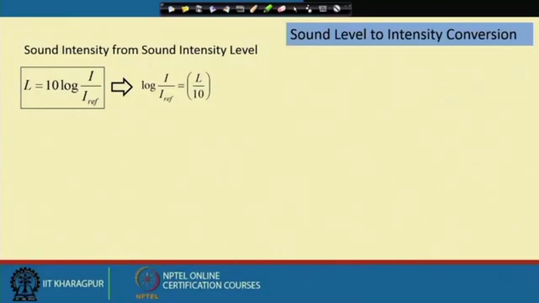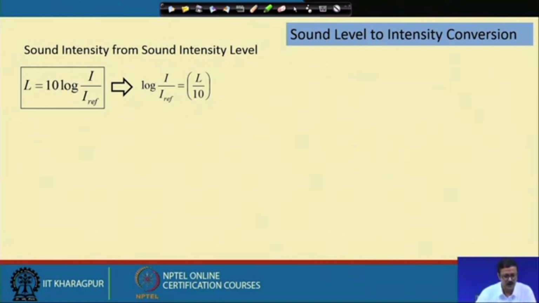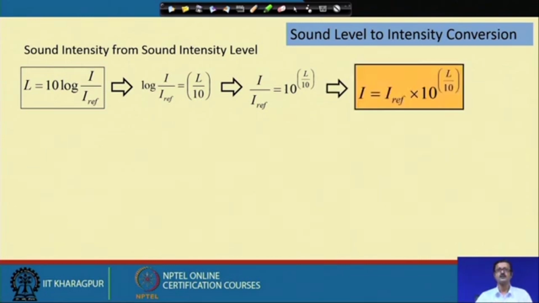So, for the sound level to sound intensity conversion, you have the same formula, and from the formula you derive that the log of I by I reference will be L by 10. If you go with this formula, then I by I reference will be 10 to the power L by 10, and finally, I am interested to find out the I. So, I will be equal to I reference into 10 to the power L by 10.